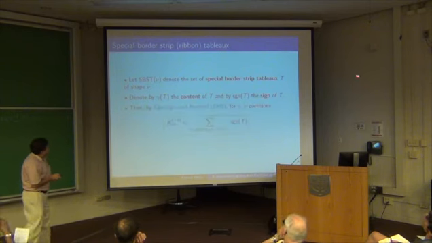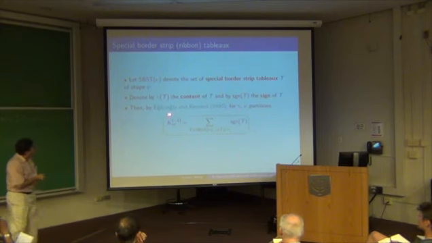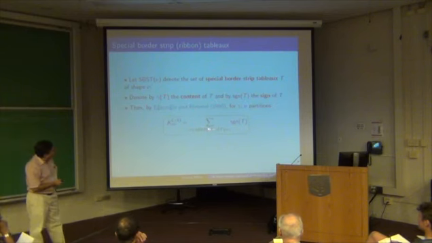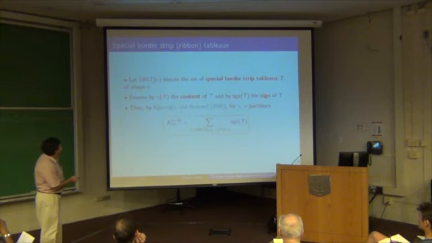But the important thing is that Elgesioglu and Remmel show that for any two partitions gamma and nu, this number in the inverse Kostka matrix has a combinatorial description: the sum of signs of special border strip tableaux of shape nu and content gamma. So this is one of the ingredients I'm going to use.